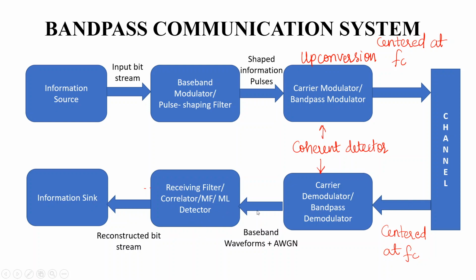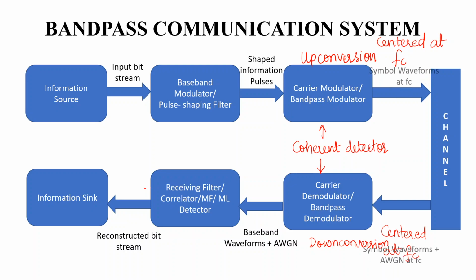Since on the transmitter side it is called up conversion, this bandpass demodulator is also called the down conversion process. The name itself suggests that up conversion means we are shifting or pushing the signal which is centered around 0 to an upper frequency called FC, and down conversion means pushing the signal from being centered at FC to being centered around 0, that is baseband.